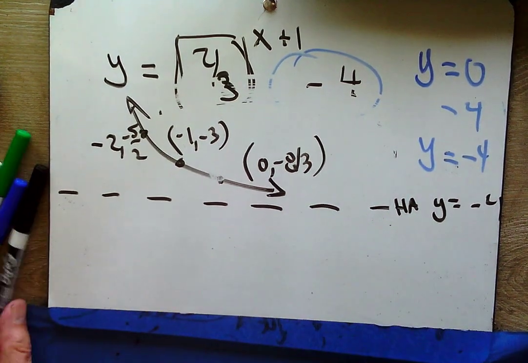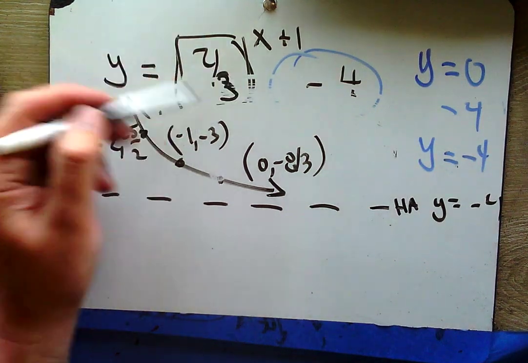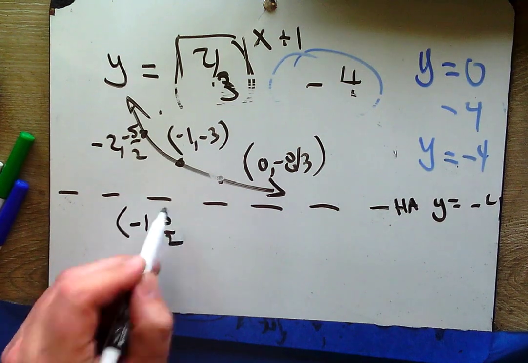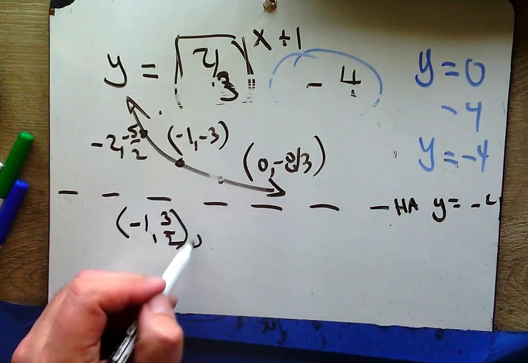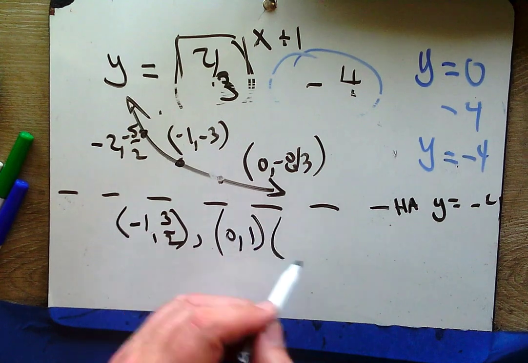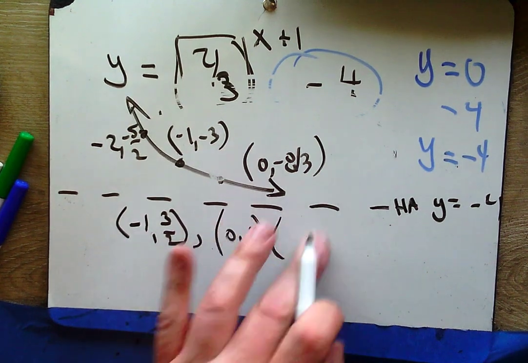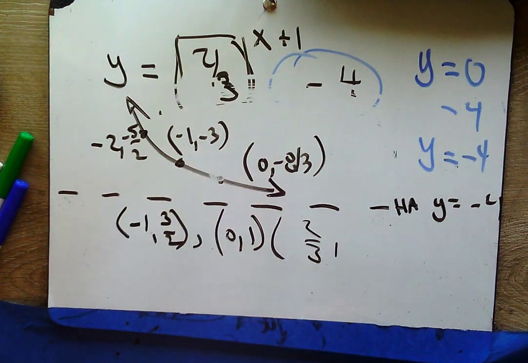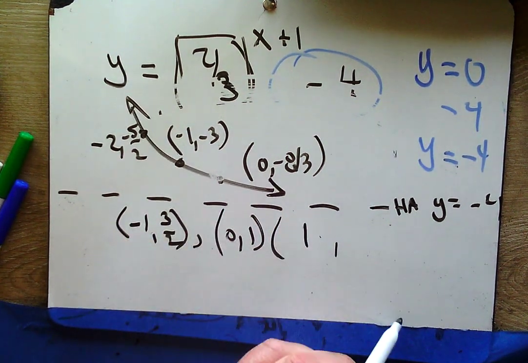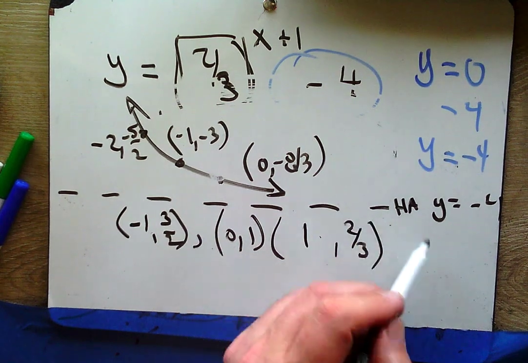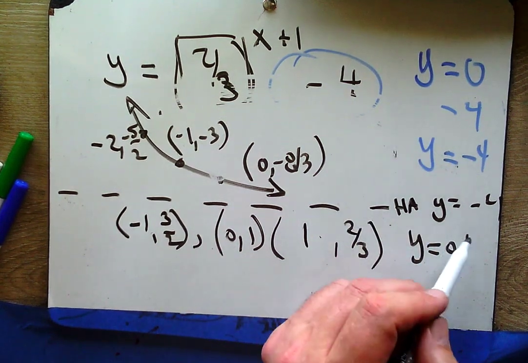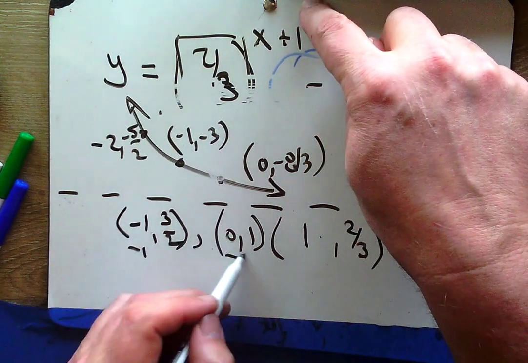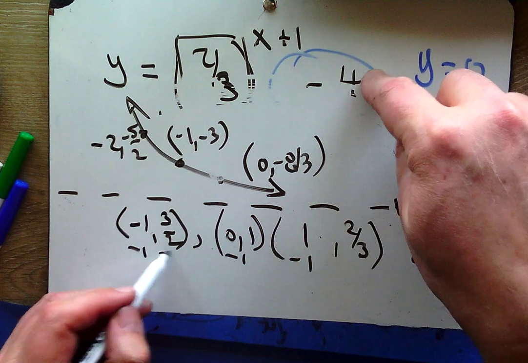Okay, let's try them again. I feel very confident about decay. So we have negative 1, 3 halves, because that's 1 over b. We have 0, 1, and we have 1, b, 2 thirds. And y equals 0, the horizontal asymptote. So I'm subtracting 1, and I'm subtracting 4.